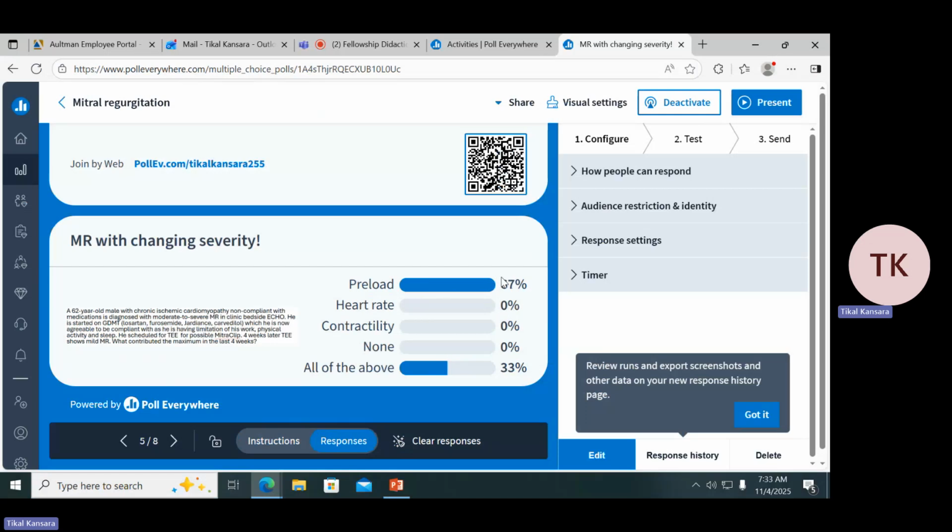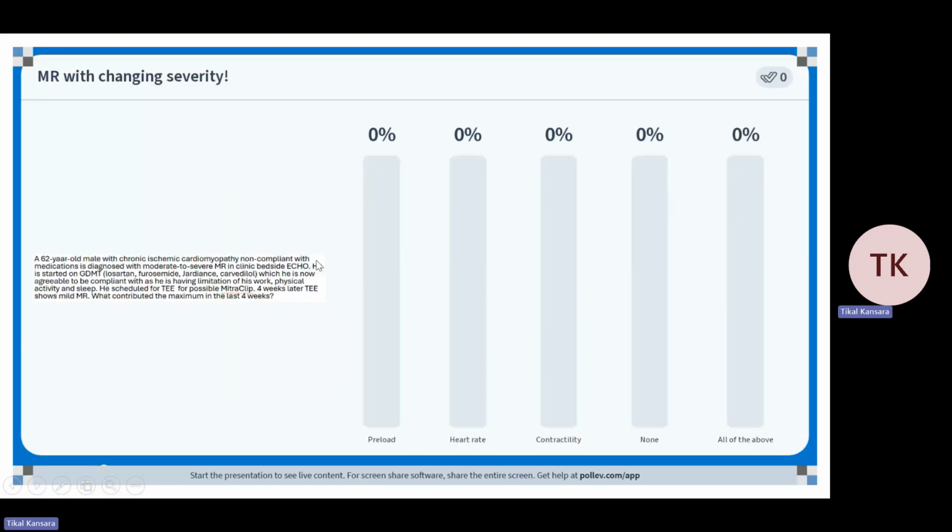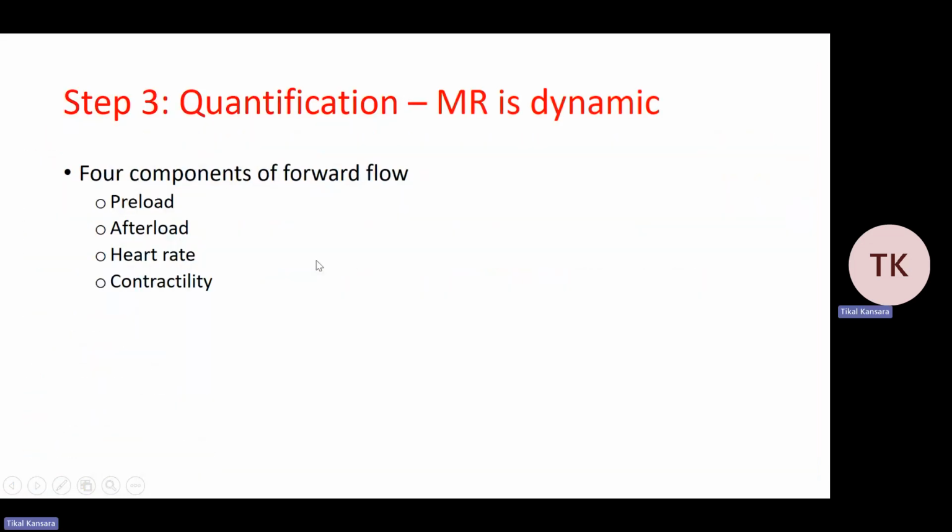Okay, most of you are saying preload. Some of you are saying all of the above. Okay, all right. So there are 4 components of forward flow. You need to understand this is a very reflex thing that happens.